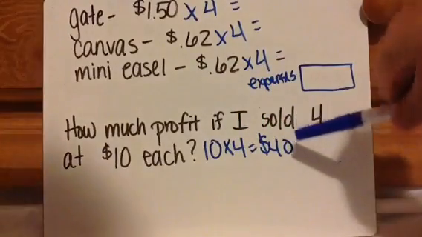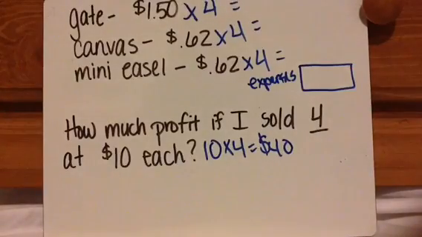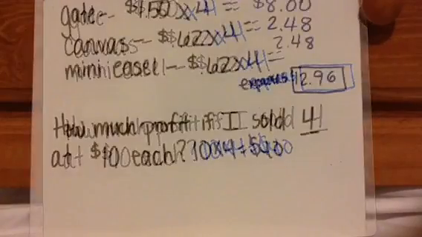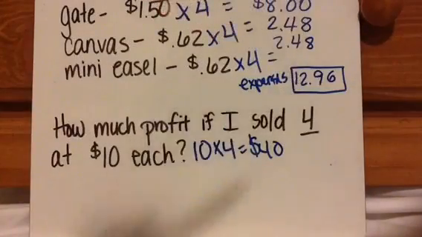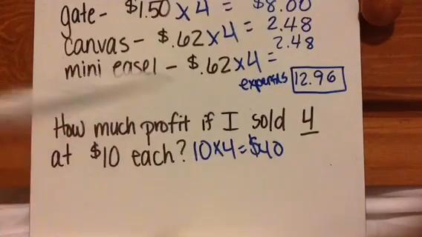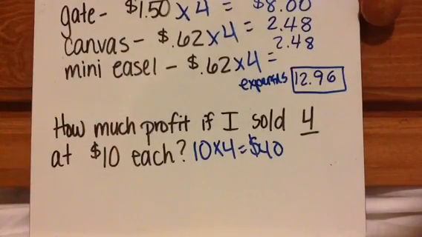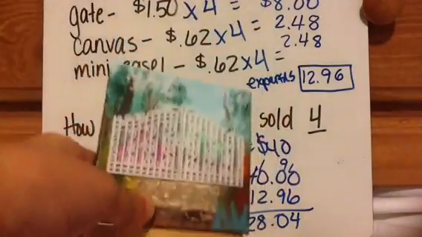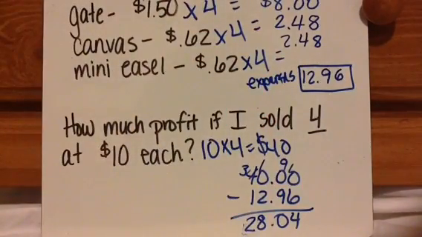But that's not my profit. That's just how much I'll get in my hand, but then I have to take away how much money I spent in making it. So when I add up the expenses, it's $12.96. And so if I sell all 4, I will have $40, and now I got to take the $40 and subtract the expenses. So having done that, my profit is $28.04, which, honestly speaking, this took such a long time to make, just one, that I wouldn't want to sell it for $10 each. I would want to sell it for more.